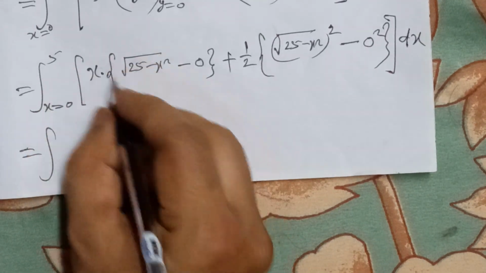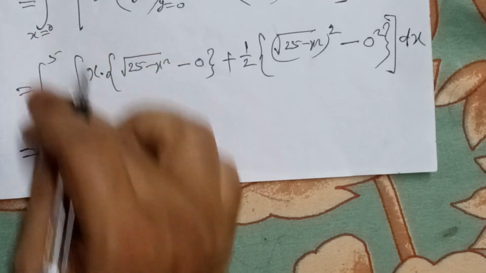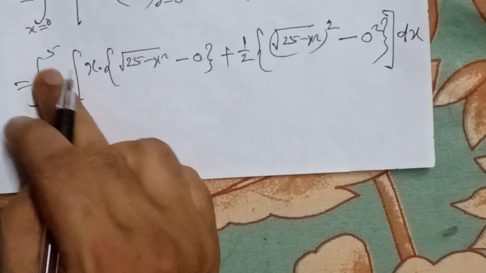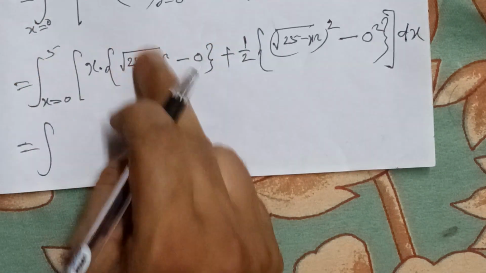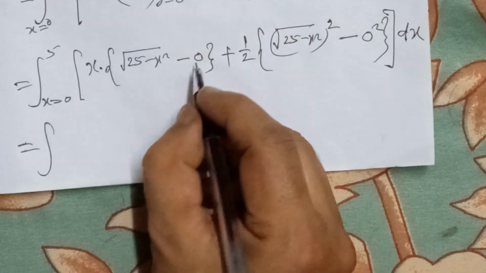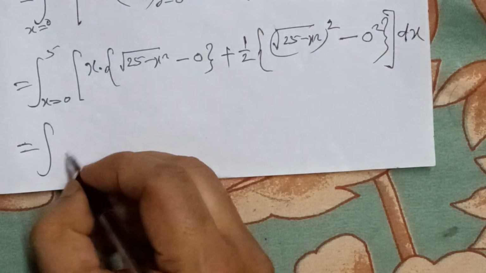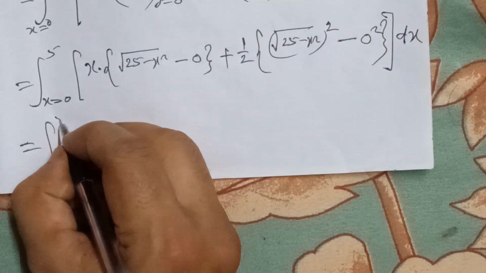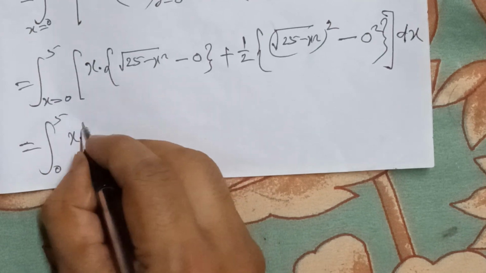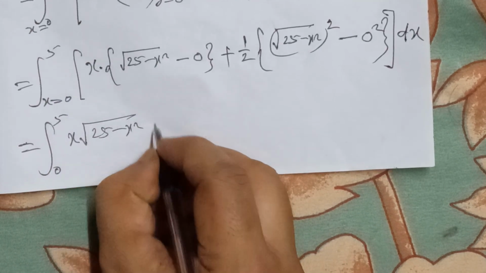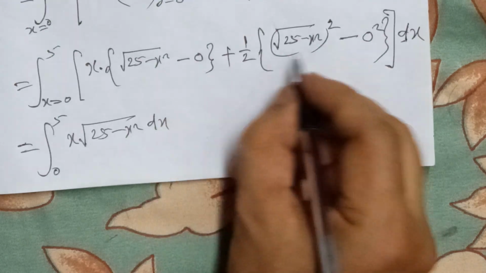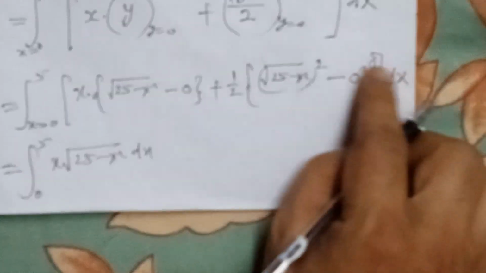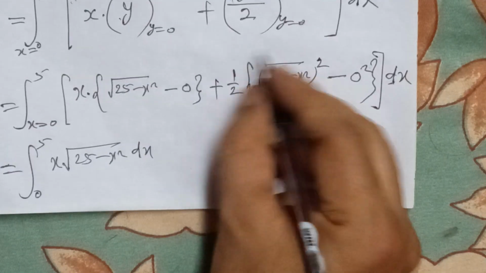Integrate this value, apply the linear property of integration and integrate these two terms. There are only two terms because these values are 0. So integrate with respect to x the square root of 25 minus x square with respect to x will go here and here, and this integration sign will go here.